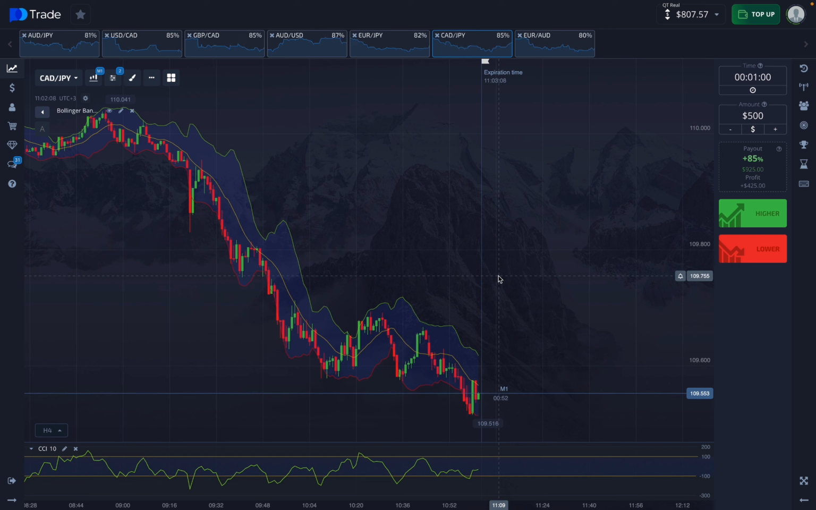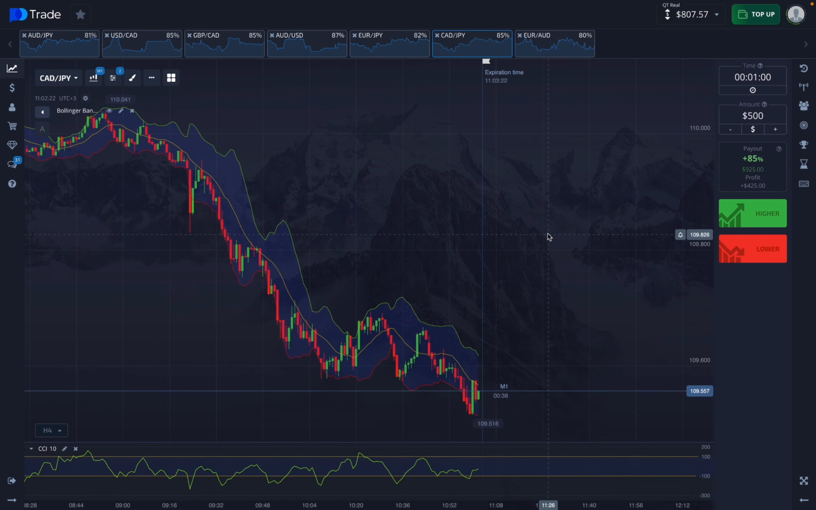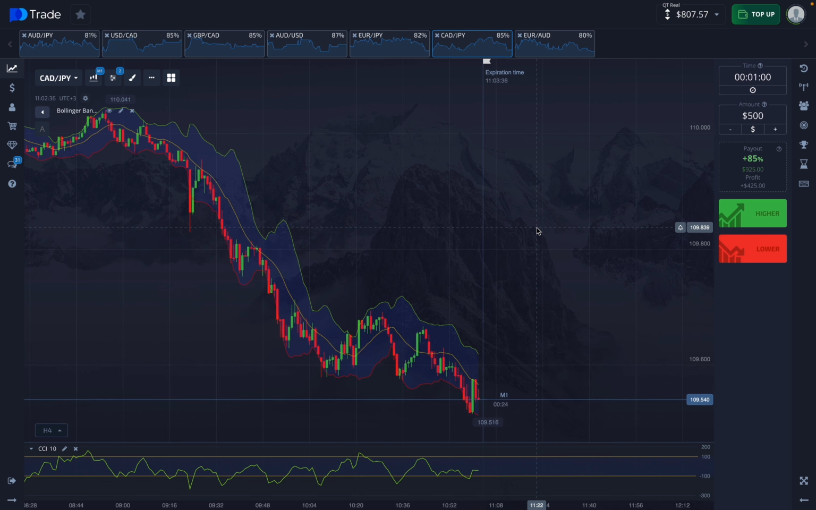Today we are analyzing such indicators as Bollinger Bands and the CCI oscillator. We have Bollinger Bands with the settings of the 13 period and the 2 deviation, and CCI with the 10 period. Not bad settings for trading on the minute time frame. Let's open 2 trades, one for an increase, one for a decrease. And let's try to calculate a certain trading pattern based on these indicators. Actually, let's get started and select our first currency pair.